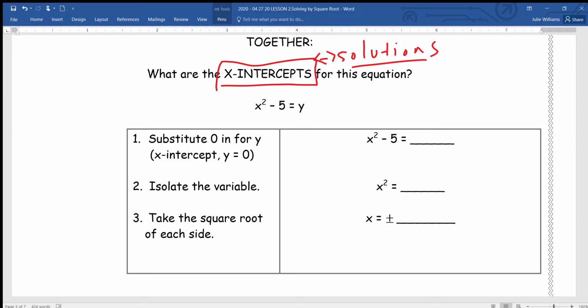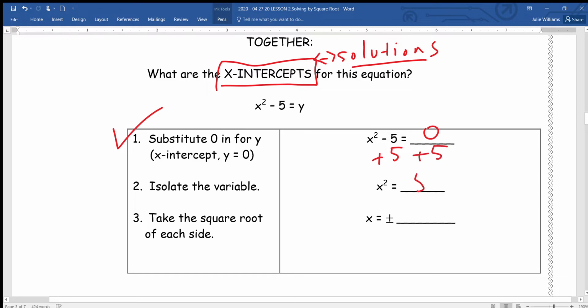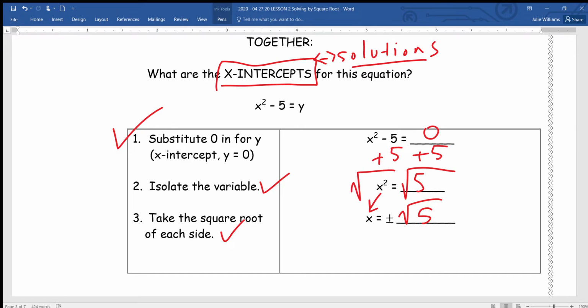X squared minus 5 equals y. All right, so I substitute in my 0 for y, so I get x squared minus 5 equals 0. I need to isolate the variable, so I'm adding 5 to both sides. So I get x squared equals 5. I take the square root of each side. So the square root of x squared is x. The square root of 5 is simply the square root of 5. That's it. You leave it just like that. Okay, you can't simplify that radical at all. All right, let's move on.